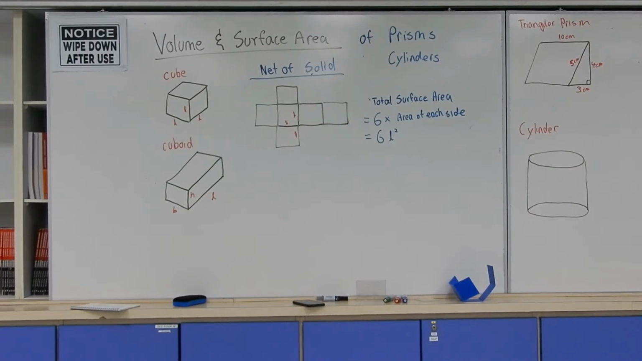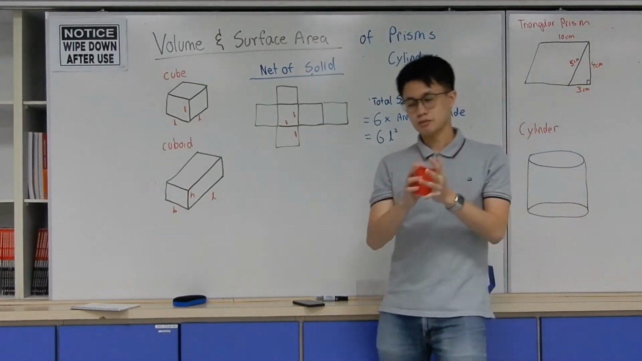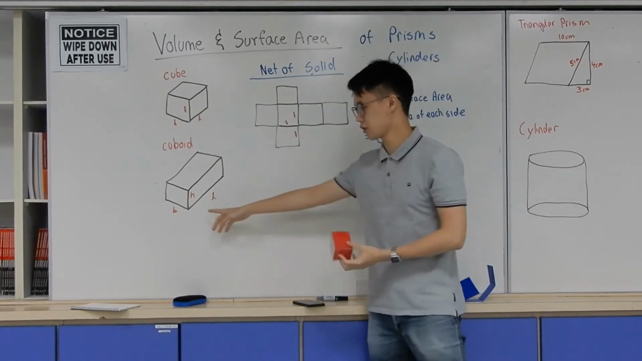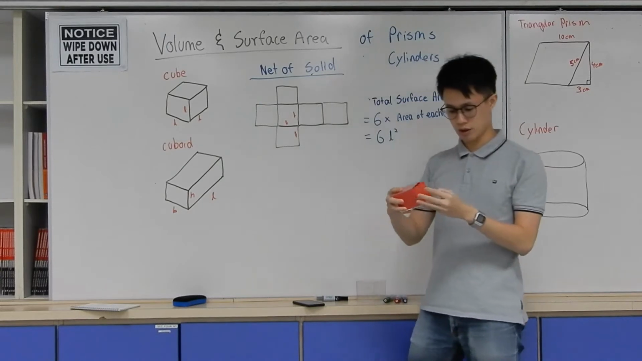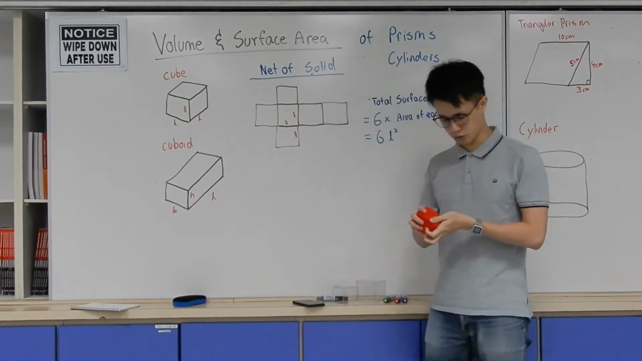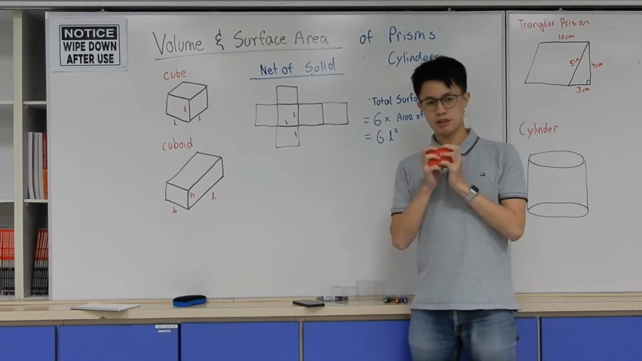So now we're moving on to cuboid. Give me a while. Now I have a cuboid in my hands now. So it's relatively almost similar. I'm going to call this the length, breadth, and height. So when I want to look at the surface area, there's a lot of things to take note of. Can you all see?